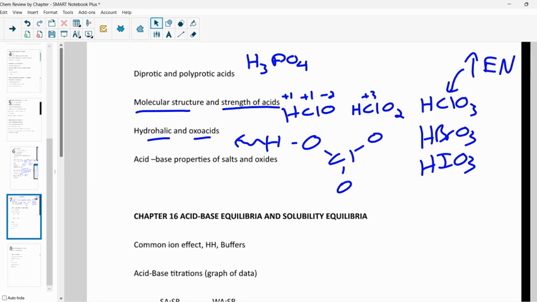I doubt there's going to be much stuff on there. Maybe a question or two on the multiple choice, something like that. Not a ton on there. Acid-base properties of salts and oxides. We really struggled with this. We still struggle with this.